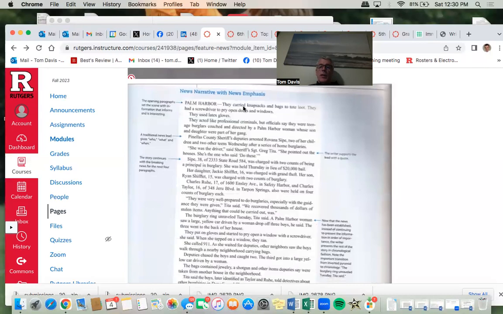So here's a good one. They carried knapsacks and bags to tote loot. They had a screwdriver to pry open doors and windows. My God, what are they going to do? That's what you want people to ask after each paragraph. They used latex gloves. See this nice little short paragraph right here, this drama, okay?